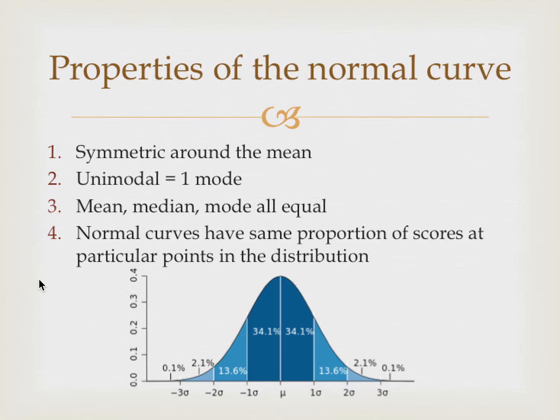And as I put here, normal curves have the same proportion of scores at particular points in the distribution. So it's not only from the mean to one standard deviation above the mean, there's 34.1% of data, but that's true for all normal distributions. So if you had a normal distribution for height, where you had the mean of height, and you plotted one standard deviation above the mean of height, there is 34.1% of people who would be from the mean to one standard deviation above. If you did it for income, the mean to one standard deviation above, it's 34.1. If you did it for weight, the mean of weight to one standard deviation above would be 34.1. It is true for all of the normal distributions.